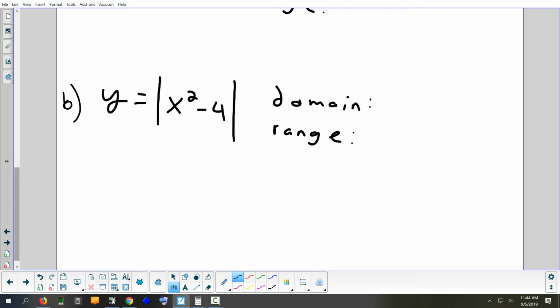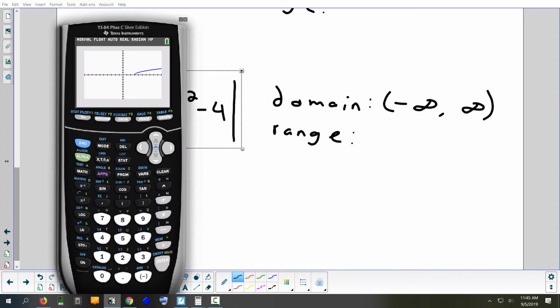So all you have to ask yourself is, what number or what numbers are you allowed to raise to the second power? That's your domain. What numbers are you allowed to square? All real numbers. Any number. You can take any number you want and square it. So the domain at its lowest is negative infinity, and its highest, positive infinity. Another way to write that is to write all real numbers. It's the same thing. Now the range. This is where the calculator helps.